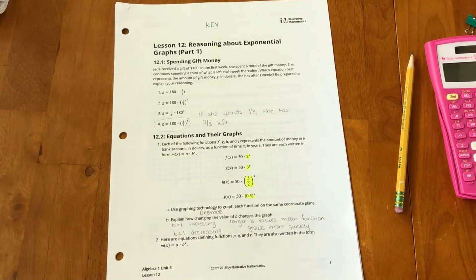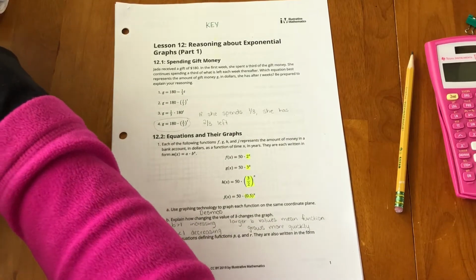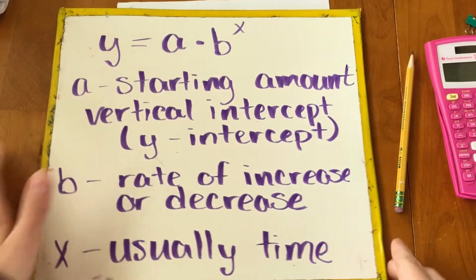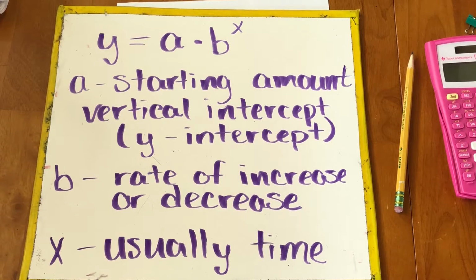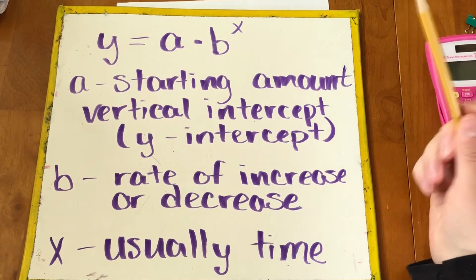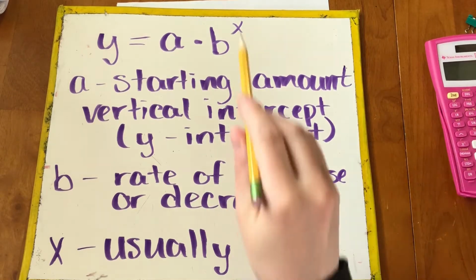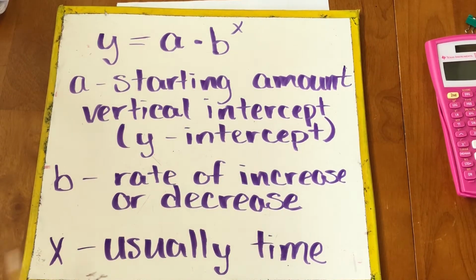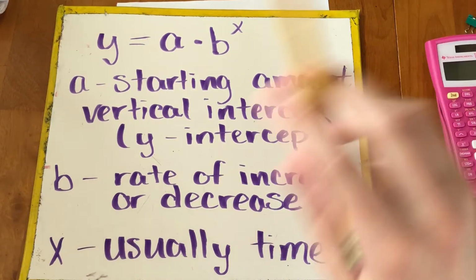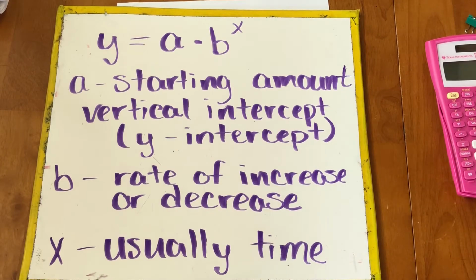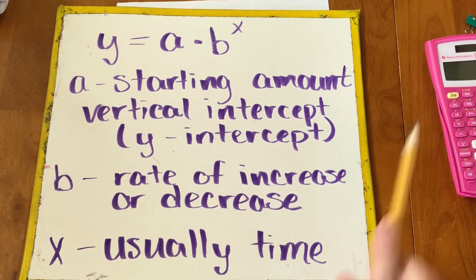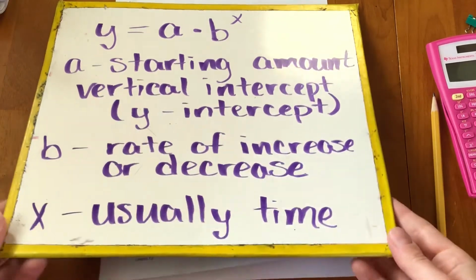All right, so 12 and then 13 are both looking at exponential graphs. So I just want to go over what our exponential equations look like before we look at that. So our standard form is y equals a times b to the x. A is your starting amount. That's your vertical intercept or your y-intercept, also where your graph is going to hit the y-axis. And then b is your rate of either increase or decrease, depending on whether or not your exponential is going up or down. And then x is usually time in these, not always, but a lot of these exponential equations we're looking at are time.